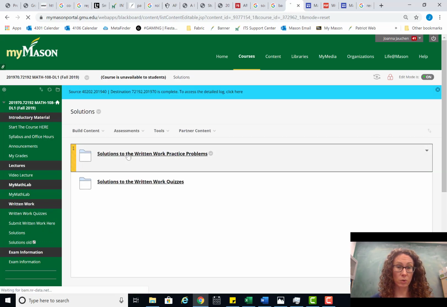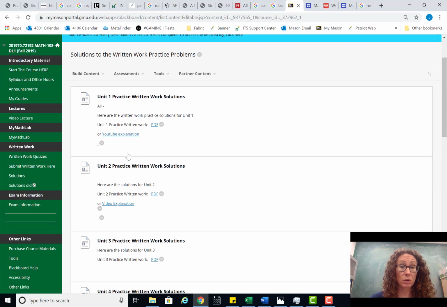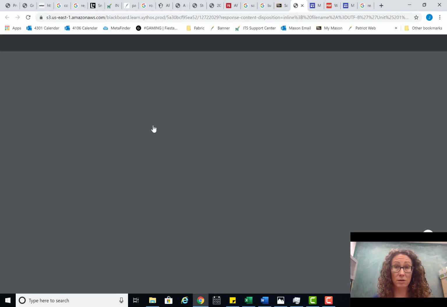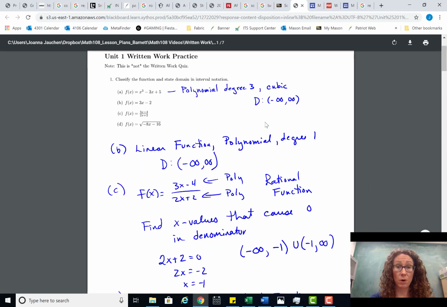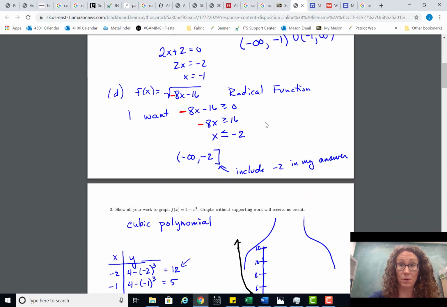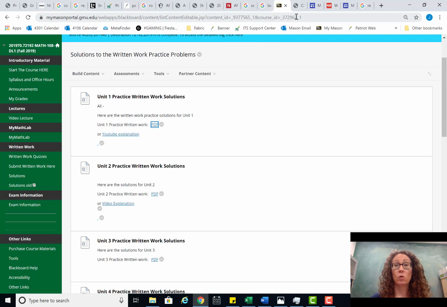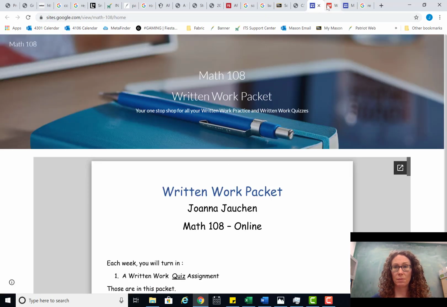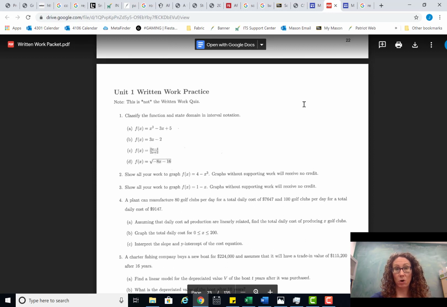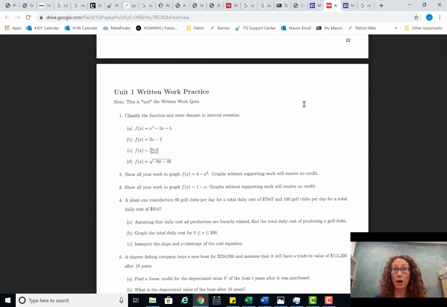And you'll see the solutions to the written work practice problems. So here's Unit 1. There's a PDF file of solutions to these practice problems, not to the quizzes, but to the example problems. And also, if you want to watch me work those problems, I have a YouTube video of me working all of the problems. Does that make sense? You're not required to turn in these practice problems. Those are for you to use as practice, as help for preparing for the exam. I suggest you work them every week and again when you do exam review.